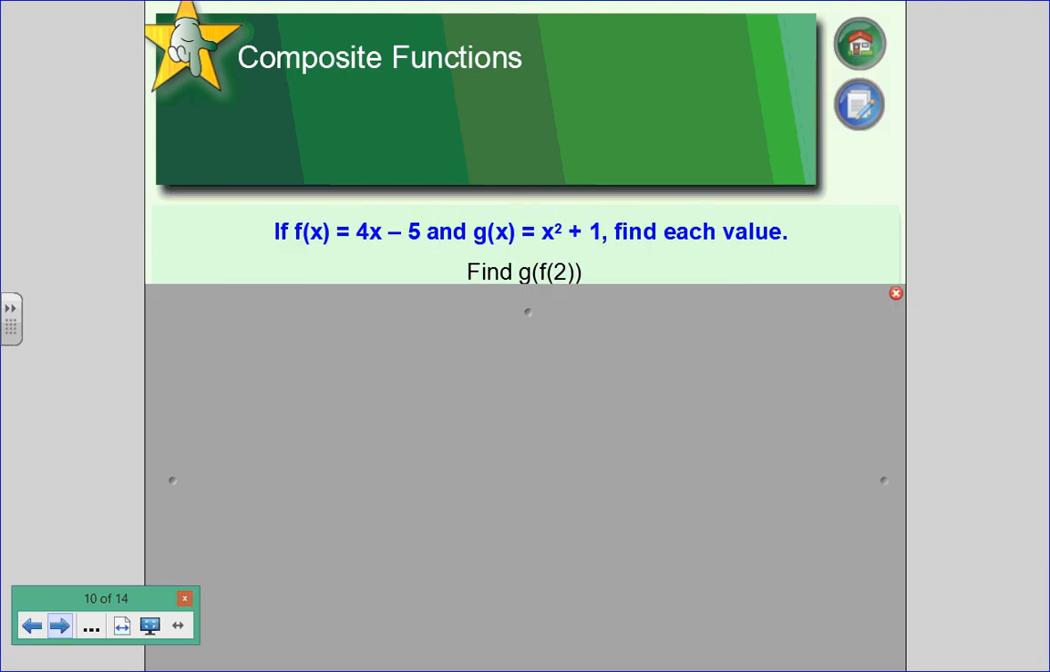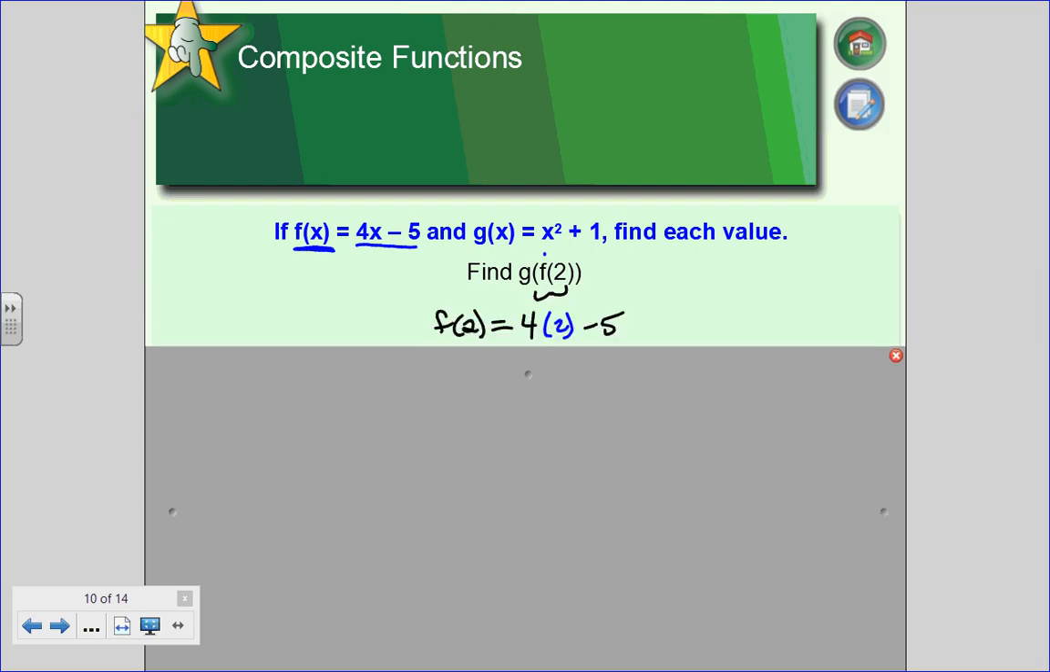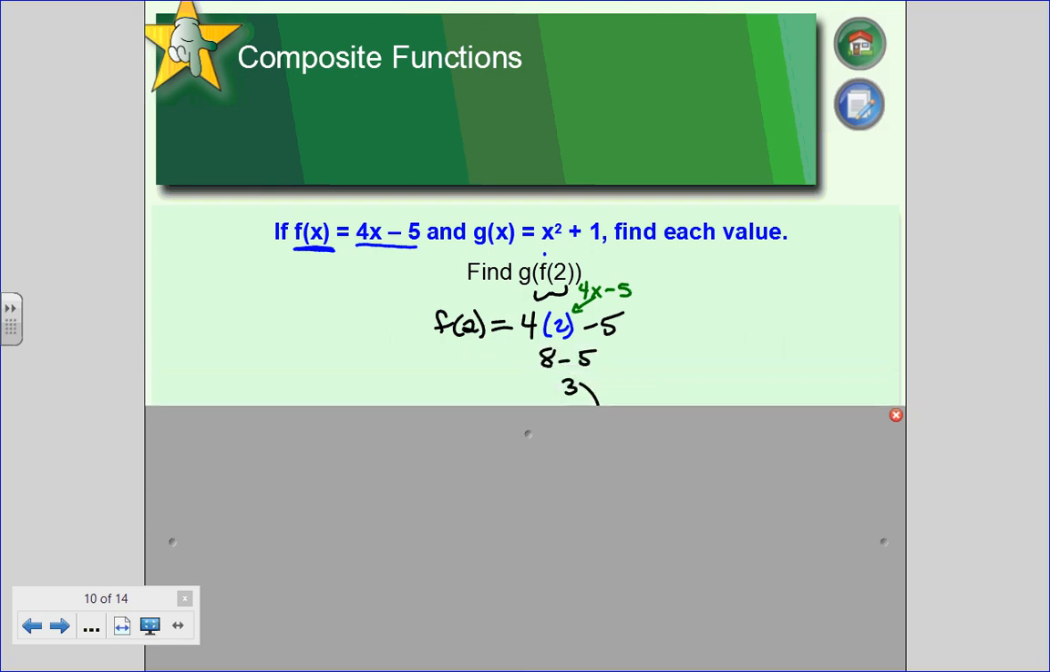Let's try another one like that. This one says to find g of f of 2. Here we have an f function. F's function is over here, it is 4x minus 5. We should begin inside the parentheses with the f of 2. So f of 2 means go to your f function and put 2 in for every x you see. Our f function was 4x minus 5, so I replaced x with 2. 4 times 2 is 8, minus 5 is 3. So we found f of 2 to be 3.